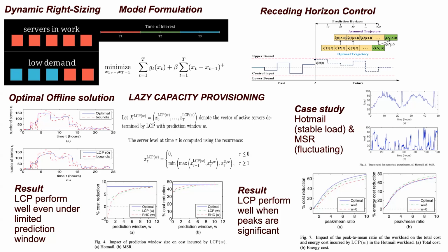Second, looking at the peak-to-mean ratio, in scenarios with pronounced peaks and valleys, like what we see in the MSR dataset, LCP is particularly effective. By shutting down servers during low demand periods and scaling up slowly during spikes, LCP managed to reduce total cost efficiently, even with challenging high demand workloads. So overall, those experiments highlight LCP's robustness and adaptability in both stable and dynamic data center environments.